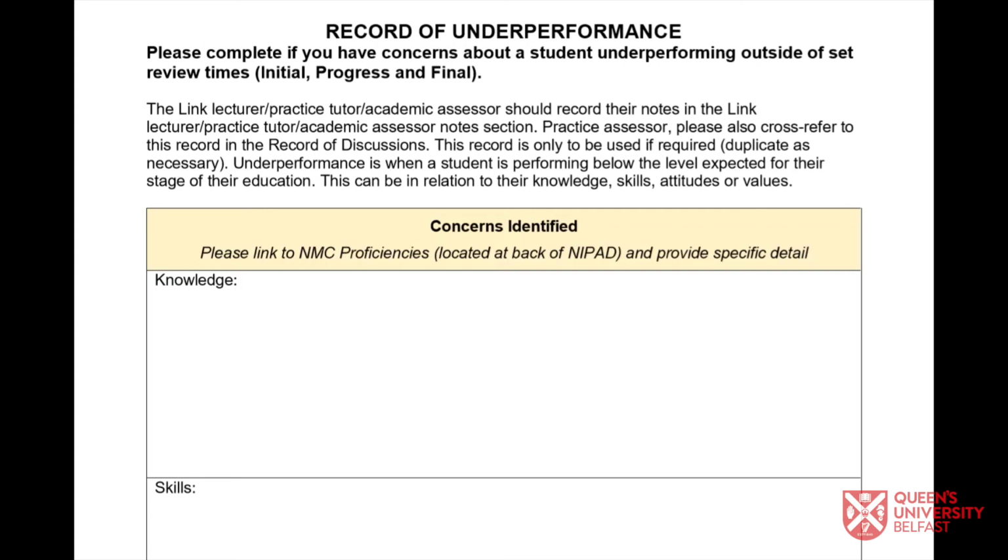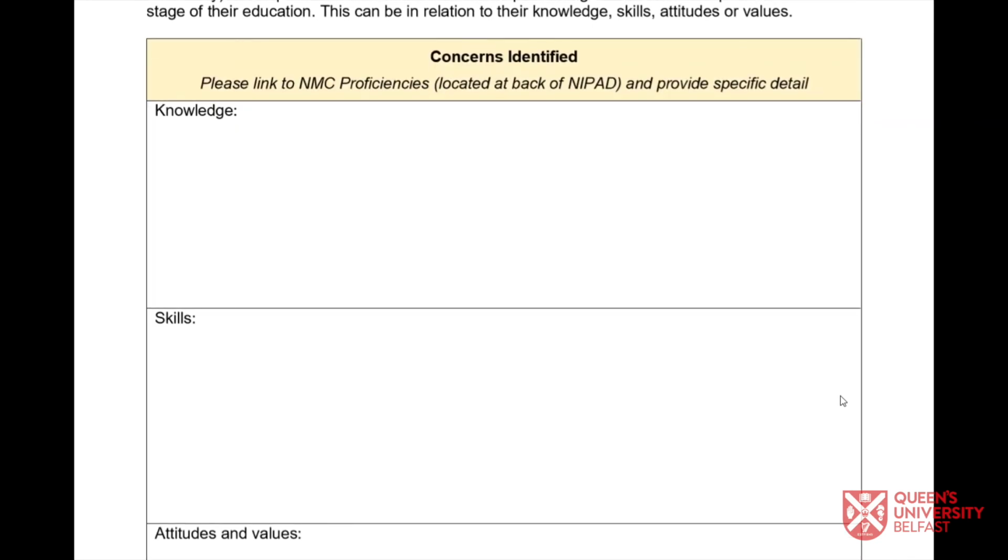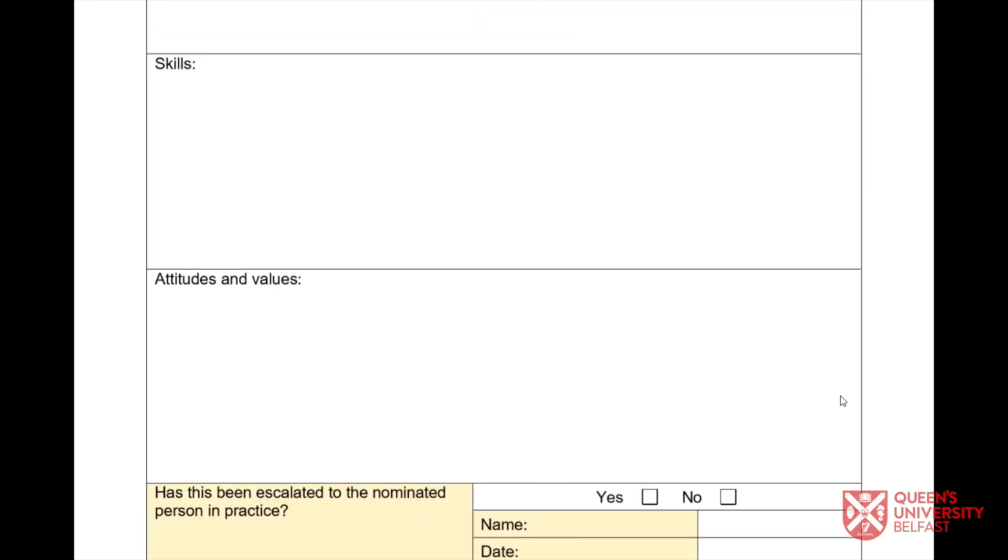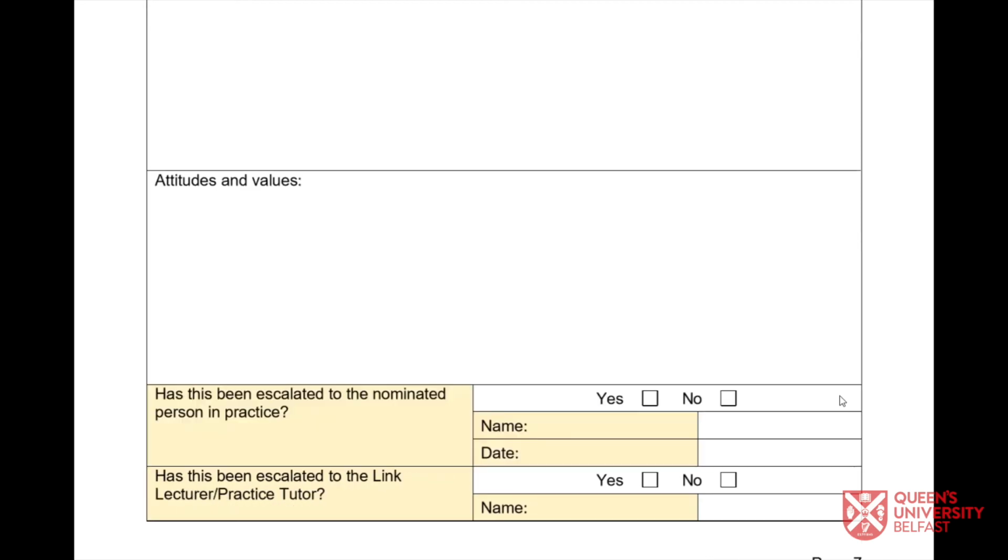Now this record is only to be used if it's required, and it can be duplicated as necessary. And underperformance is when a student is performing below the level expected for their stage of education, and this can be anything in relation to their knowledge, skills, attitudes or values. So this is where you feel there is a significant issue around a student that has to be addressed. So here the practice assessor will set out what that concern is under the area of knowledge, skills, attitudes and values.